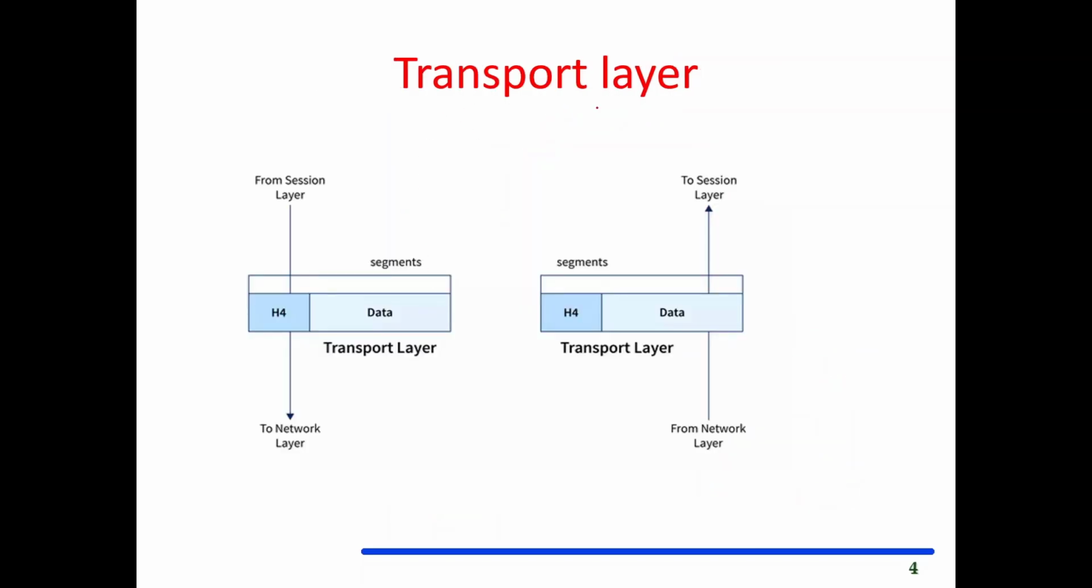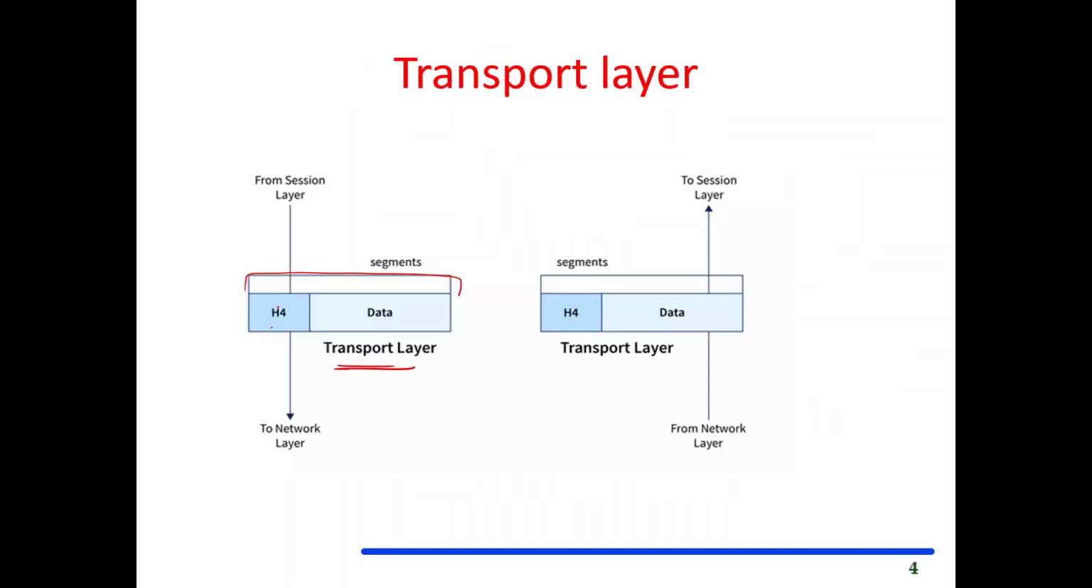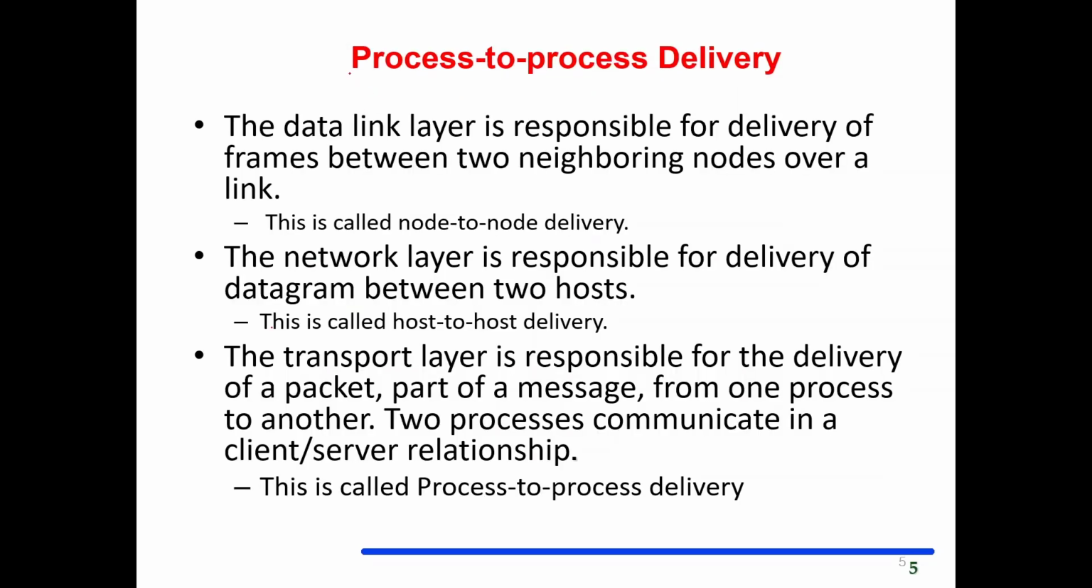You can see in the transport layer, the data has a header. This header along with the data is the complete thing we call a segment. A segment is nothing but the data along with the header. This header contains the sequence number and the port number. All those details will be present in this header. Next we will see the concept of process to process delivery.